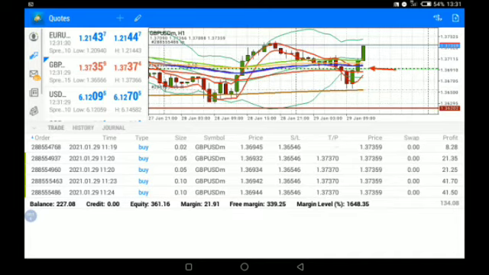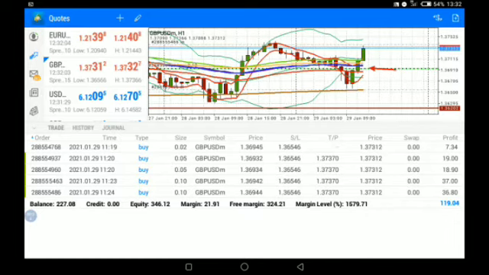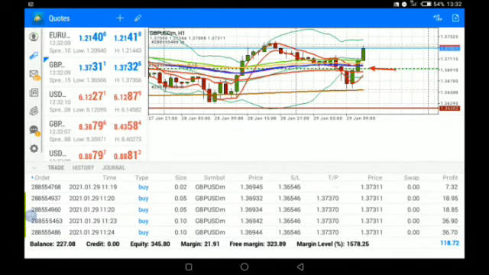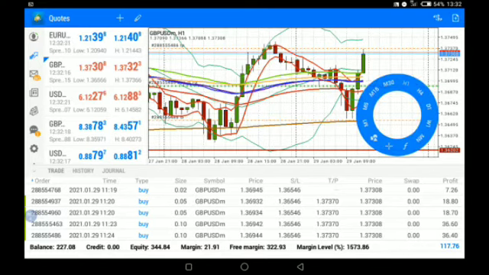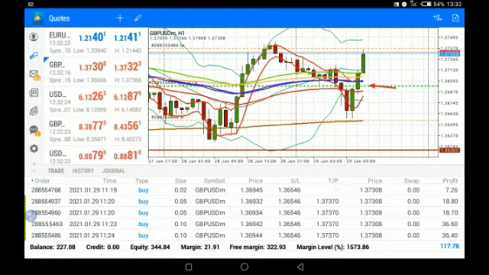Right, so price is already at TP, like we could see. Let's see what becomes of this. I'm just gonna pause this and resume in a bit.